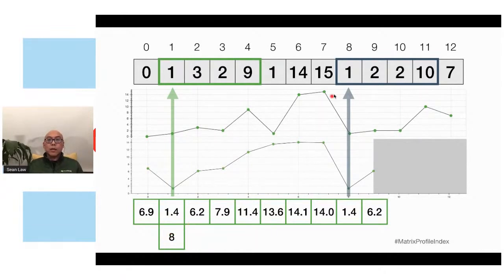All we have to do is come up here and find index 8, and find that this subsequence is this one's nearest neighbor. Similarly, this one over here, this blue one, also has its nearest neighbor at index 1, and so it's pointing up here.